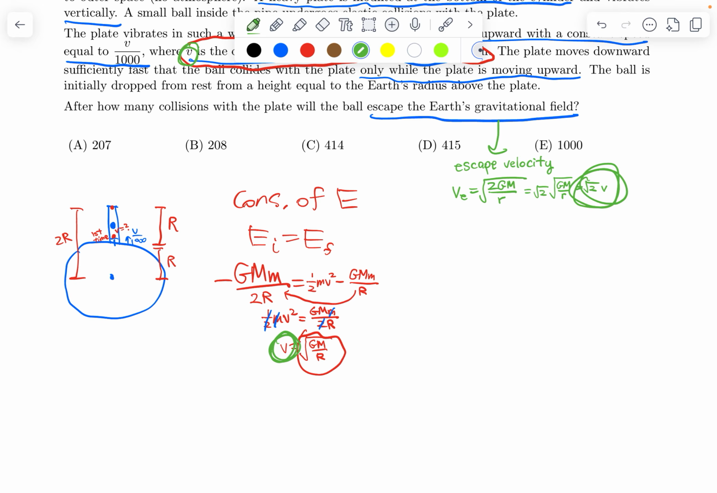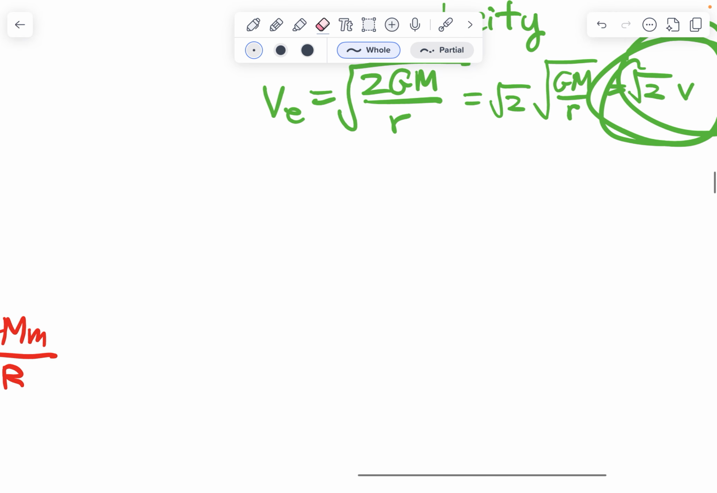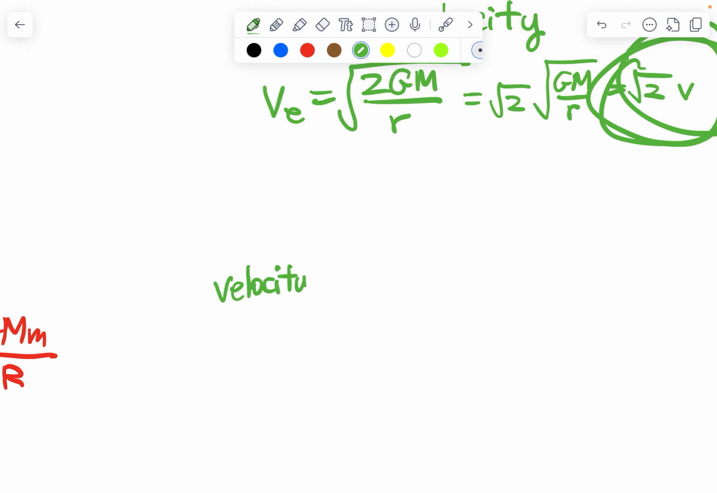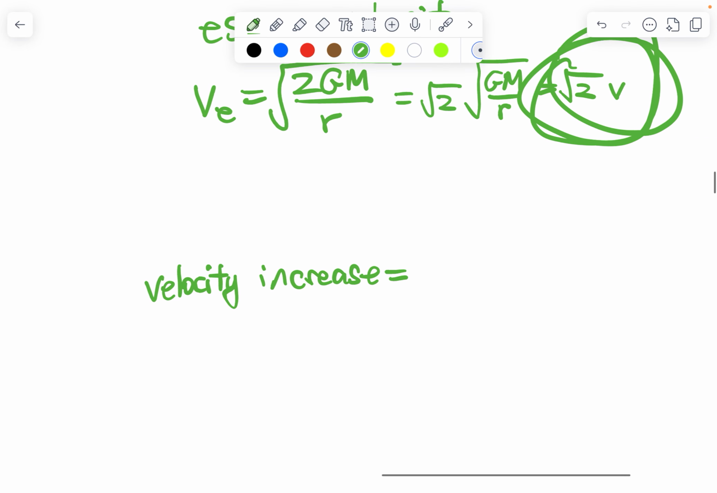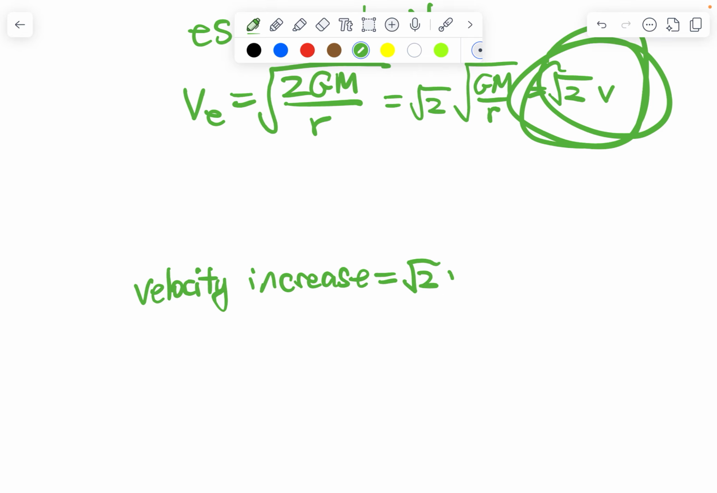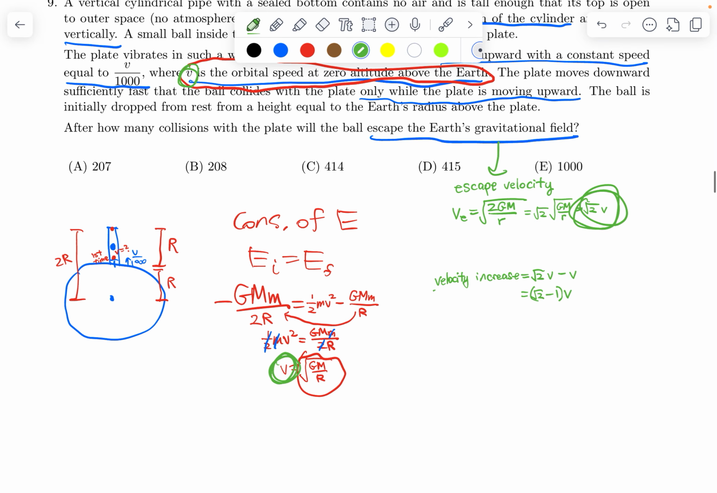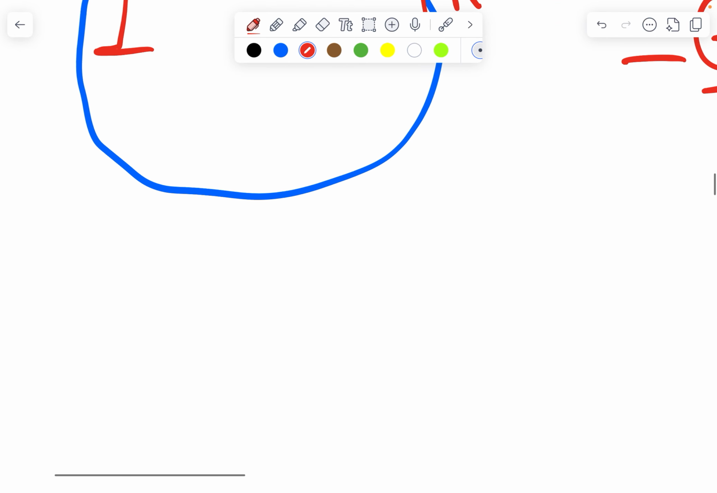Well, it has to be from the elastic collisions with the plate. So we know that the velocity increase is going to be equal to the final velocity minus the initial velocity. And that's going to be equal to square root 2 minus 1 times v. So we need to find what the velocity increase is. So let's focus more on this collision.